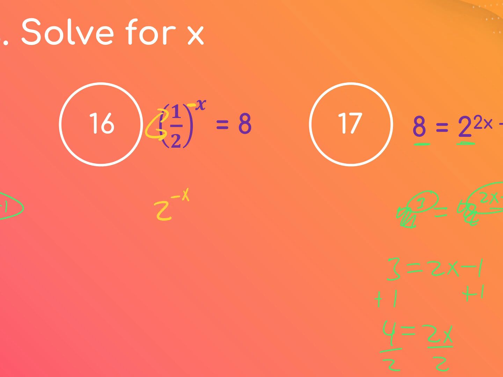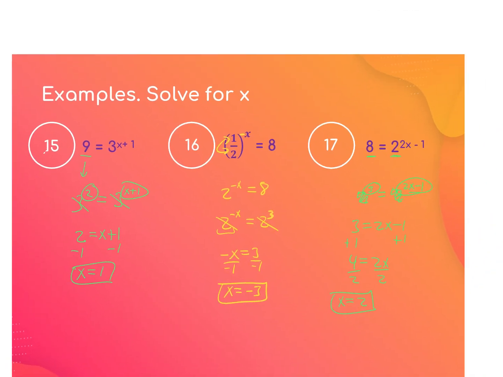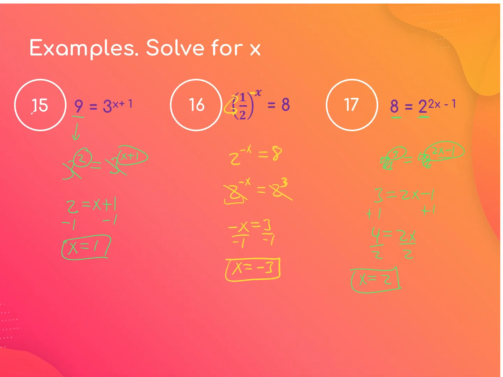So I get 2 to the negative x is going to equal 8, right? But again, I can rewrite 8 to have a base of 2, right? Now I have a base of 2 over here. 8 can become 2 to the power of 3, and then these 2's can cancel, and then you get negative x equals 3. And then you can just divide both sides by negative 1, and then you get x is negative 3. All right, first 3 examples, hopefully not too difficult.